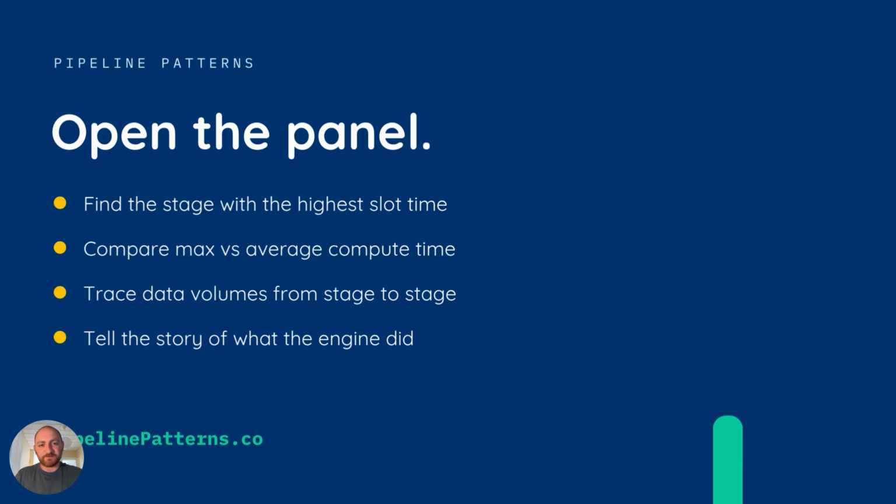So here is the habit. The next time you run a non-trivial query, open execution details, find the stage with the highest slot time, compare max against average, trace the data volumes from stage to stage, and try to tell the story of what the engine did. That habit of reading the plan instead of just trusting the result is what separates people who use BigQuery from people who understand it.